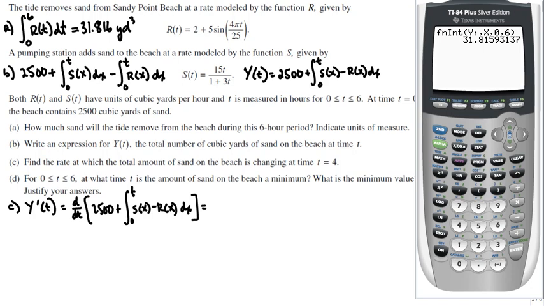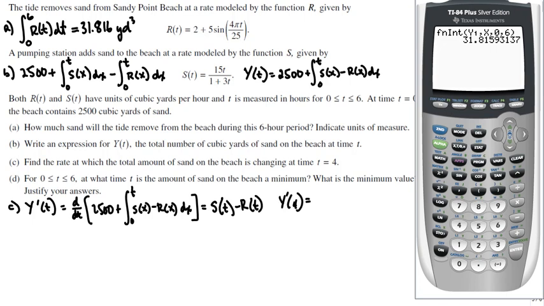which really makes sense because the rate at which the amount of sand on the beach is changing has nothing to do with how much sand is there. It's just based on how much is being added at a time minus how much is being subtracted at a time. If it's being added faster than it's being taken away, then this will be positive. If it's being taken away faster than it's being added, then it will be negative.